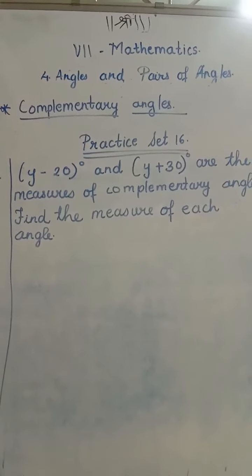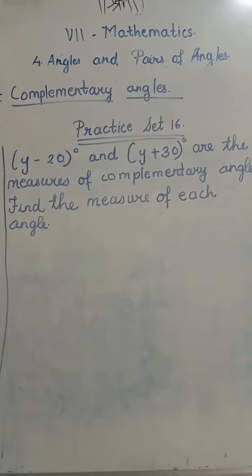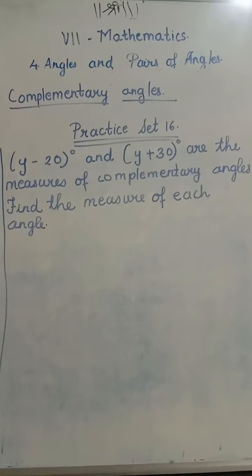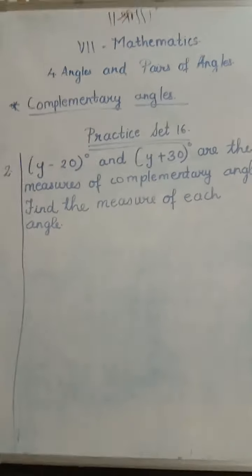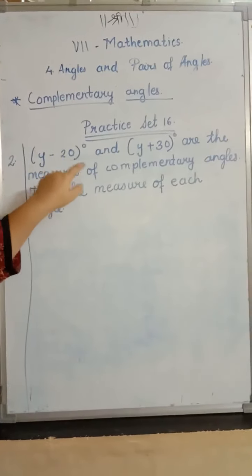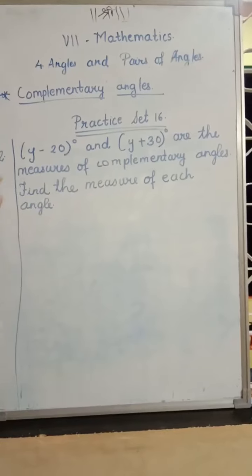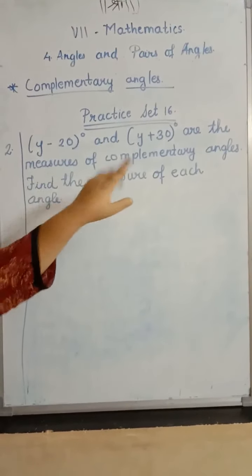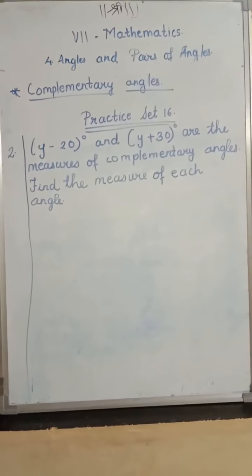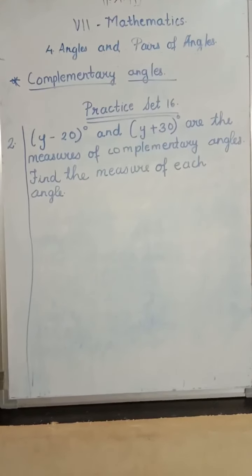In question 1 there are 7 sums. Yes, 3 I have shown you how to solve. Remaining 4 you solve on your own. Okay. Now we will go for the question number 2. Y minus 20 degree and y plus 30 degree are the measures of complementary angles. So what is the measure of complementary angle? 90 degree. Yes. Two angles are given.